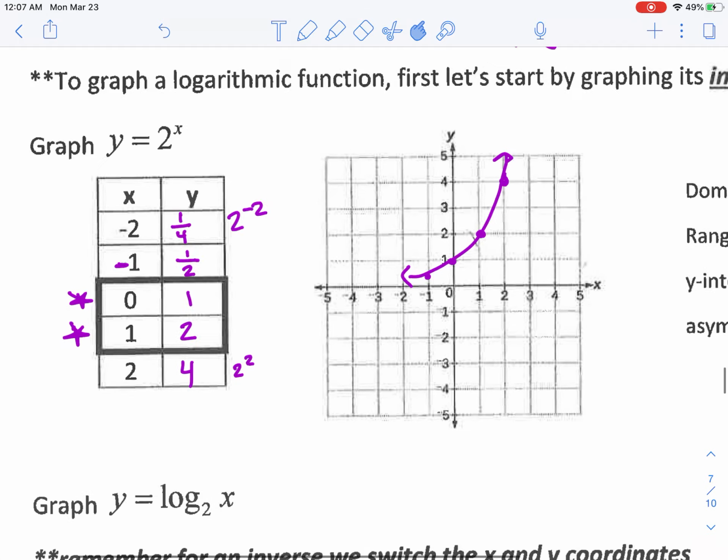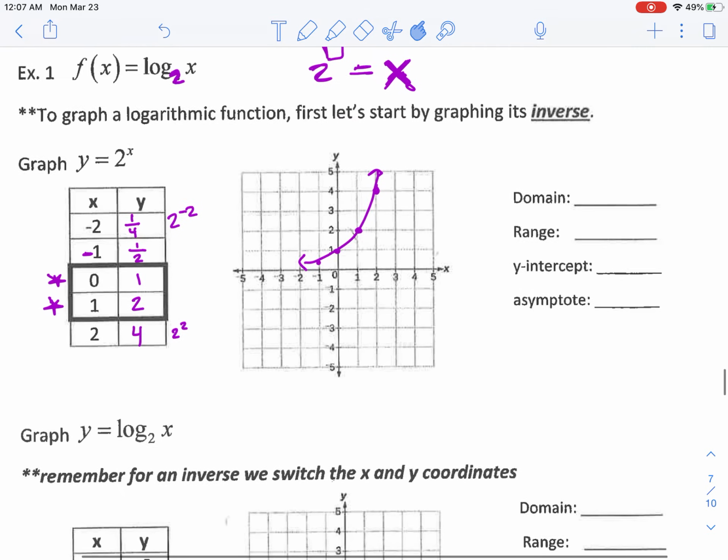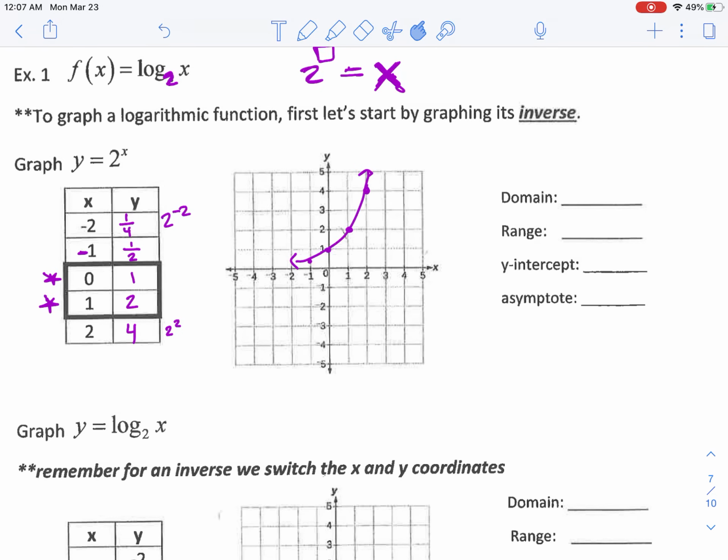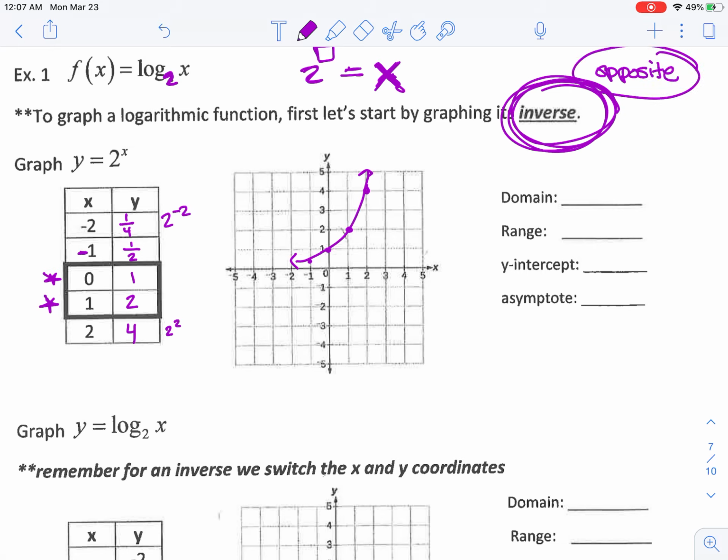Makes that J a shape. Okay. So we're going to start by graphing that exponential. And keep in mind that an exponential is an inverse. And we haven't talked a whole bunch about inverses, but inverses mean the opposite. Okay. So that means that we're going to have to graph this all over again.